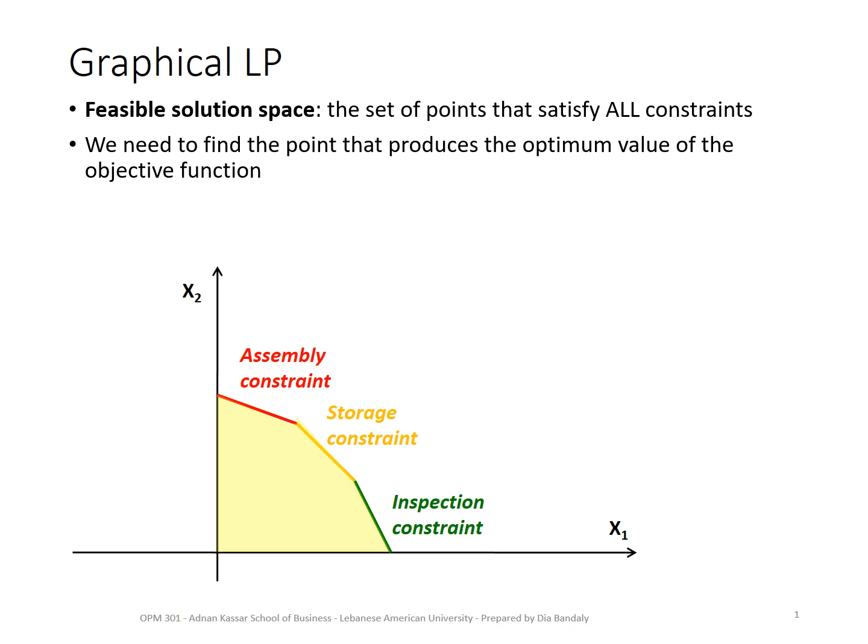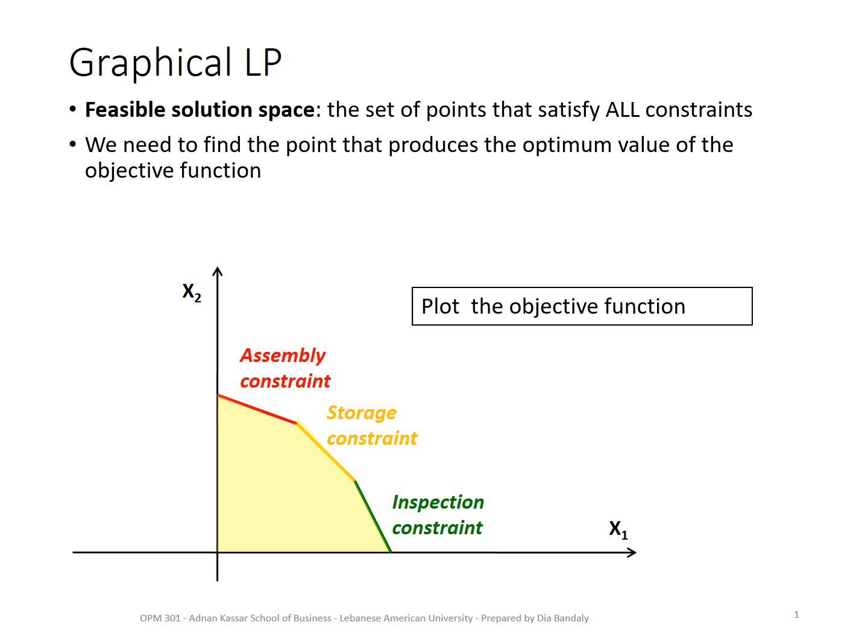Because it's a point that has an x1 and x2. So that's x1 and x2. So it's a point that produces the optimum value of our objective function. In this case, it's a profit. How to do that? So we need to plot the objective function.